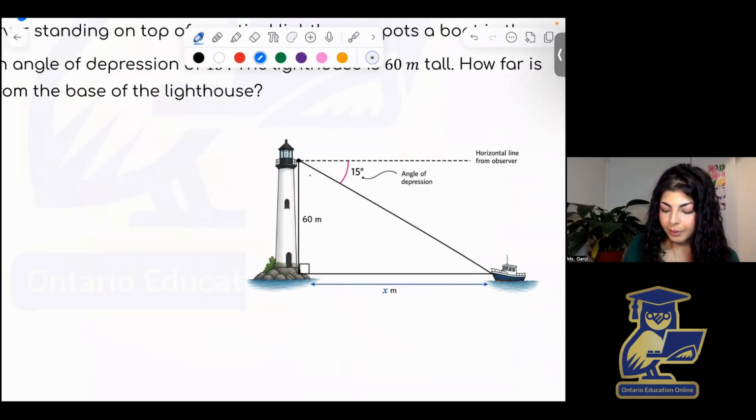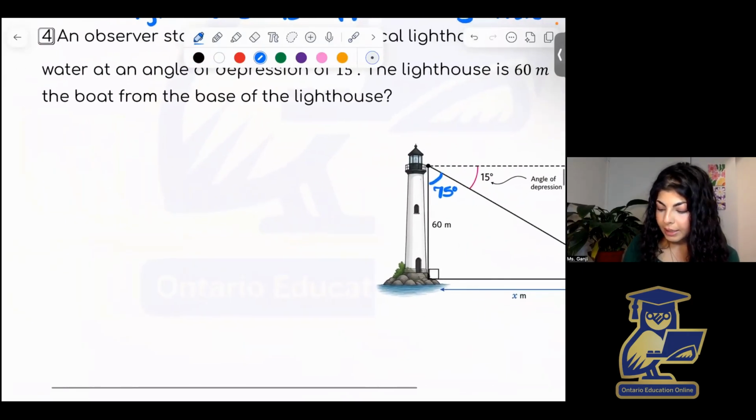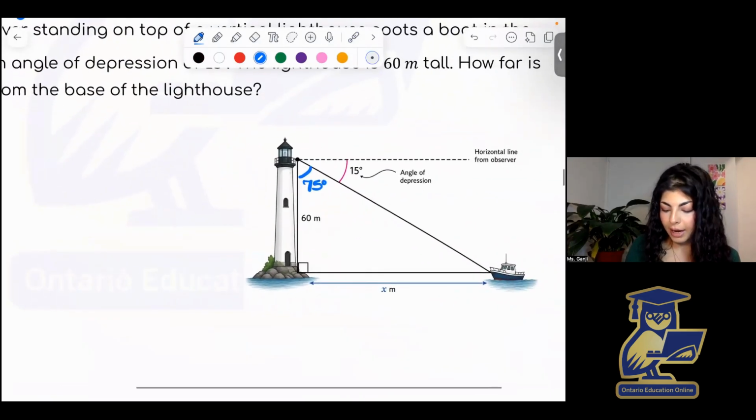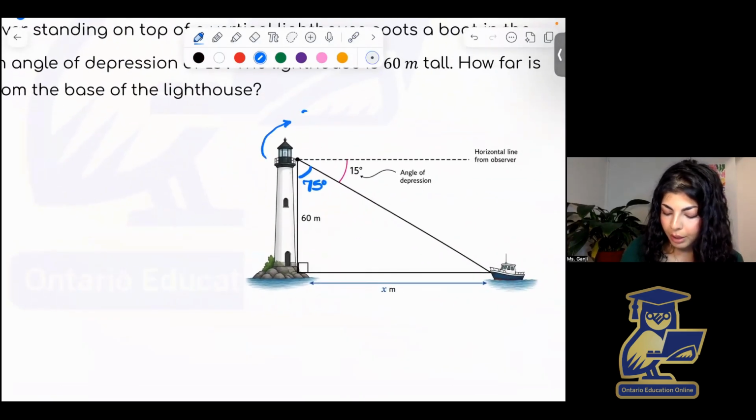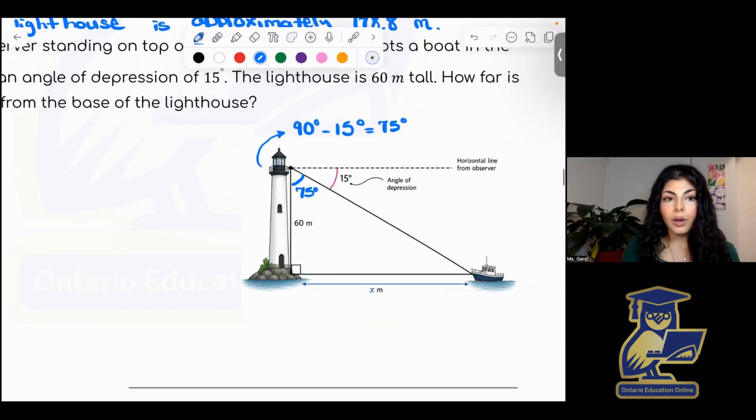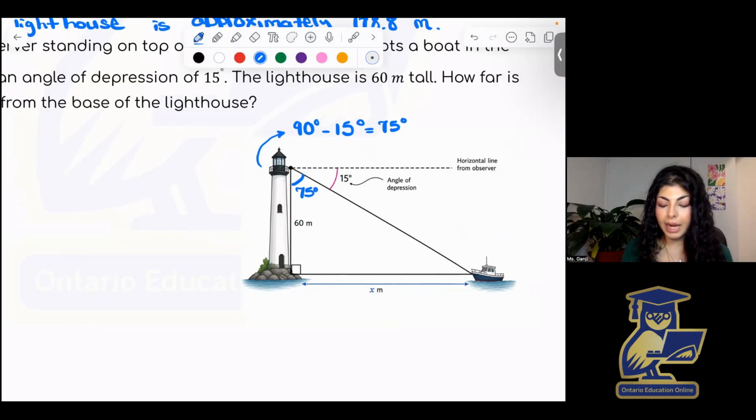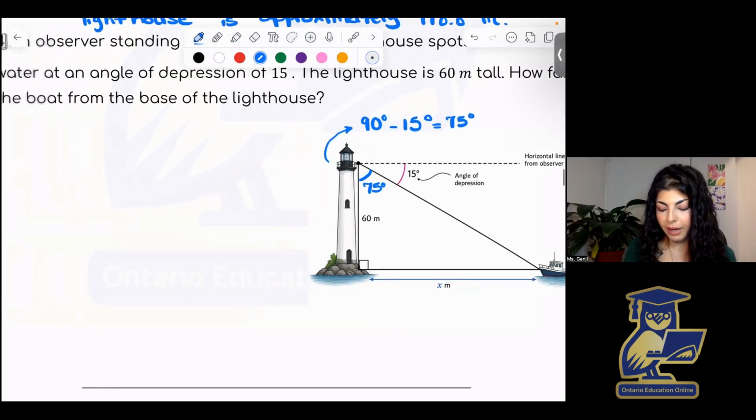I can find that this is 75 degrees. And so I can show that on the diagram there, and maybe just to show my work, I'll say 90 degrees minus 15 degrees is 75 degrees. And so that's why diagrams are really helpful because, instead of having to write this out, I can just label it on the diagram and it shows that I was able to find that angle as 75 degrees.